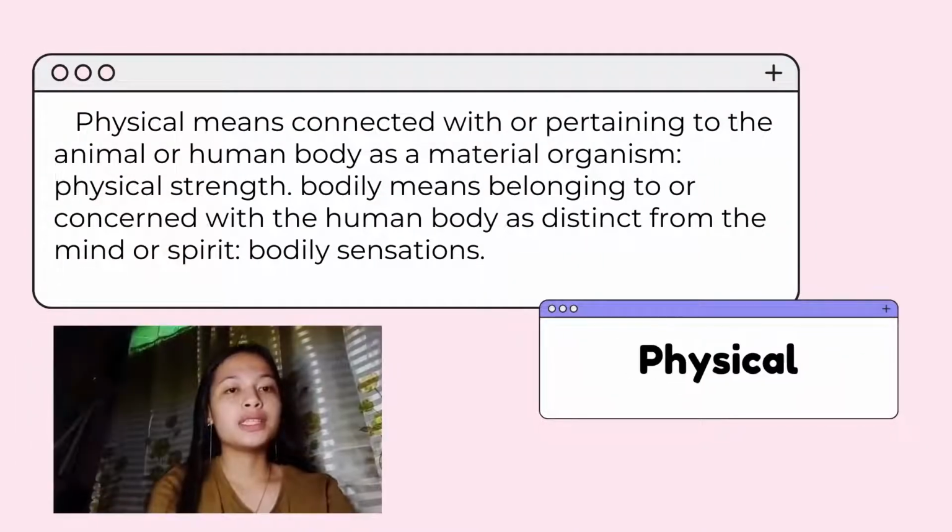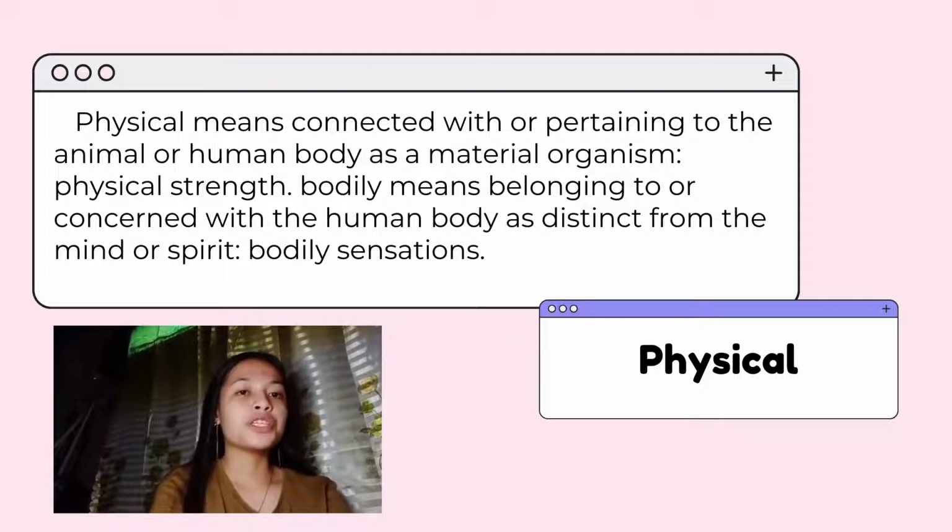Physical. Physical means connected with or pertaining to the animal or human body as a material organism. Physical strength. Bodily means belonging to or concerned with the human body as distinct from the mind or spirit. Bodily sensations.